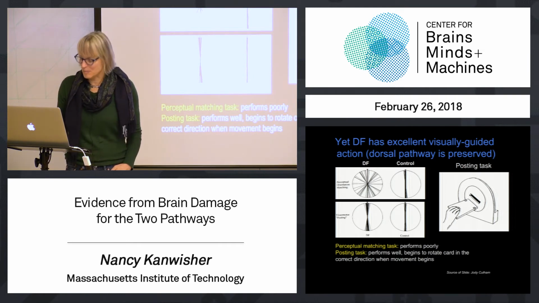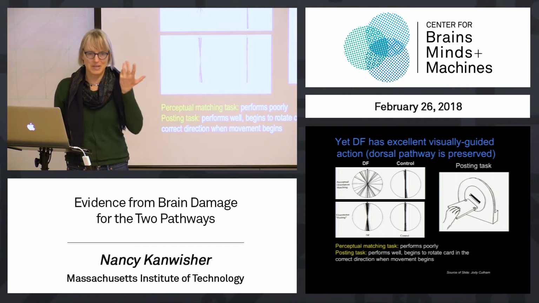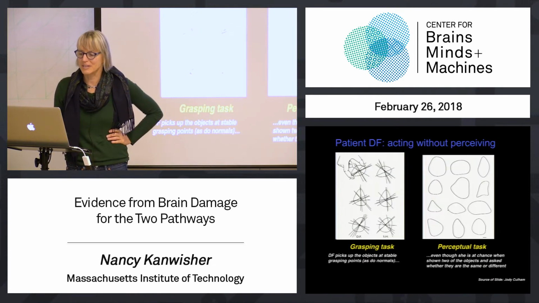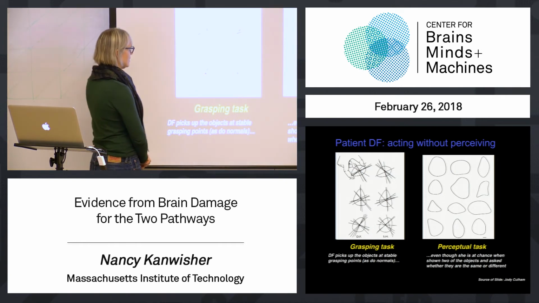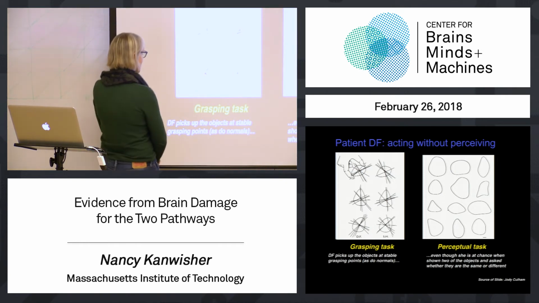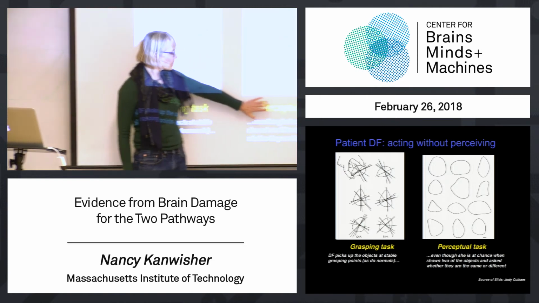So that's the distinction between action and perception, or the ability to report the orientation. Here's another similar piece of evidence. Okay, let me see if I can get it right this time. Let's actually read the labels here. Okay, so let's start with the perceptual task.